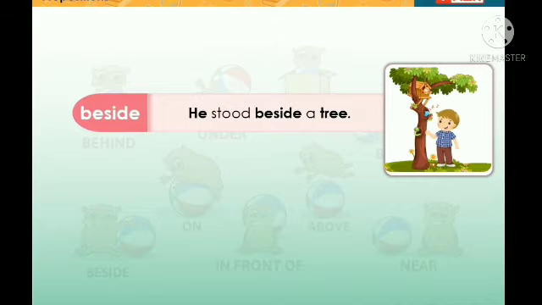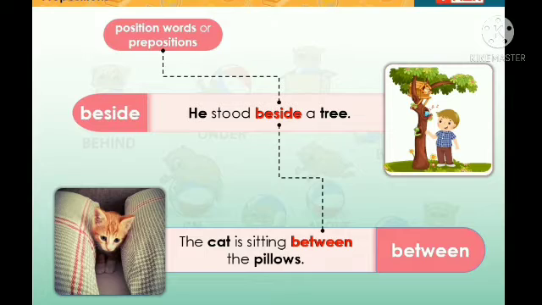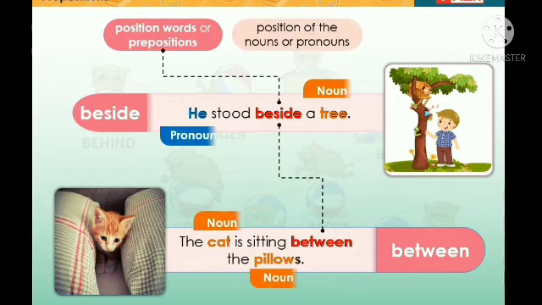He stood beside a tree. The cat is sitting between the pillows. In these sentences, beside and between are position words or prepositions, telling the position of nouns or pronouns. In each sentence, they are connecting two nouns. Prepositions are very important parts of speech. Without the preposition, we would not know where the thing is.